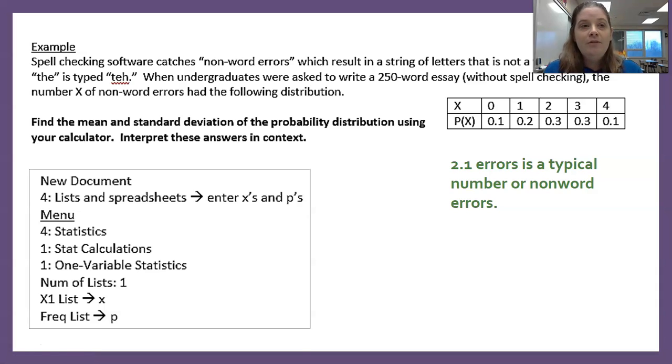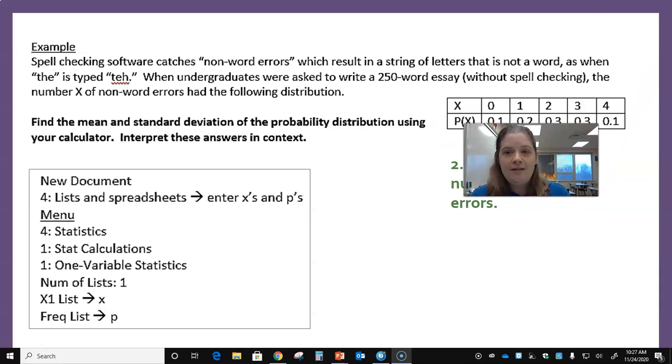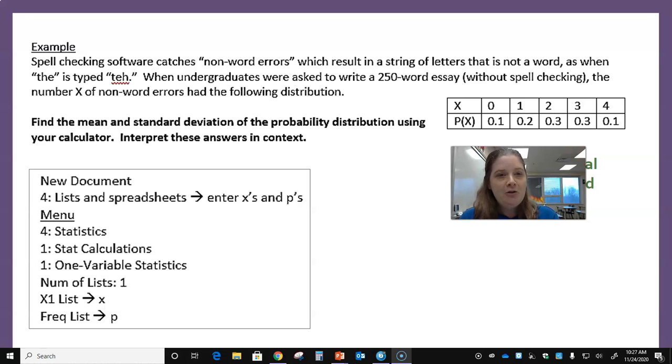So spell checking checks the, I'll put my picture down here. Spell checking checks the non-word errors, which result in a string of letters that's not a word, as when the is typed "te." You can see that when I typed this in Word, it actually did give me the little red squigglies underneath. When undergraduates were asked to write a 250-word essay without spell checking, the number X of non-word errors had the following distribution.